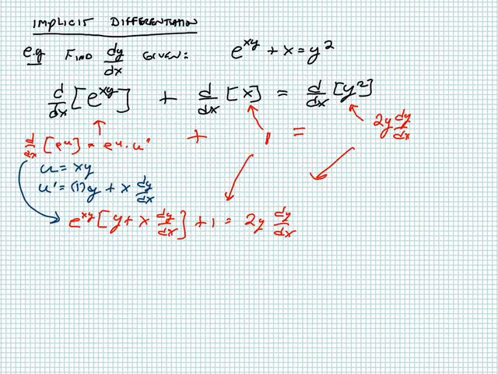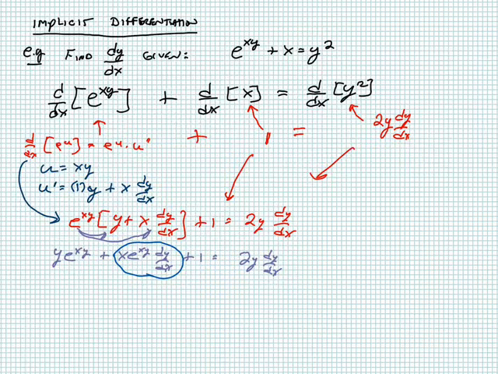Okay, so now it just becomes an algebra problem. And so I'm going to use purple this time. All right, so I'm going to multiply this out. So I get y e to the xy plus x times e to the xy dy/dx plus 1 is equal to 2y dy/dx. And remember with these problems, the next step is we want to get everything with a dy/dx onto one side. So I'm going to bring this guy over here, and then I'm going to flip the equation, and factor out the dy/dx.